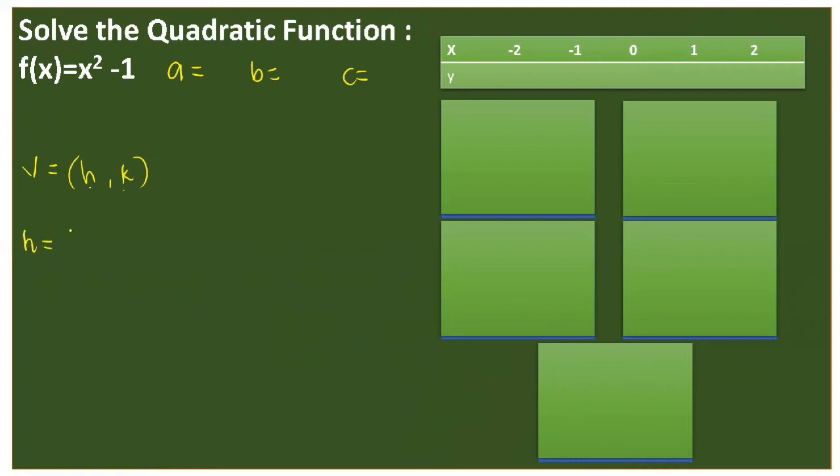h is equal to negative b over 2a, and our k is 4ac minus b squared over 4a. So, this is the formula of h and k. If you observe the formula, it consists of real numbers. Therefore, we need to find the values of the real numbers. Now, let's find the real numbers.